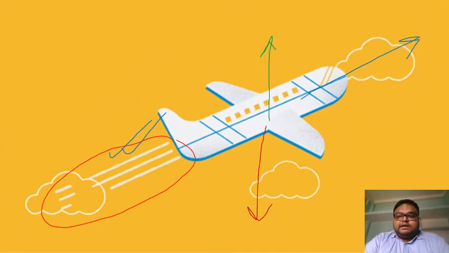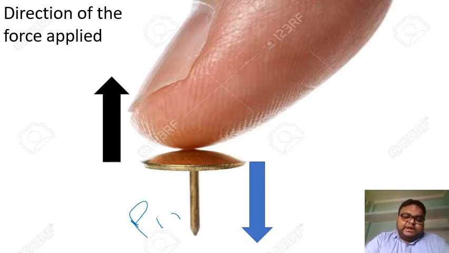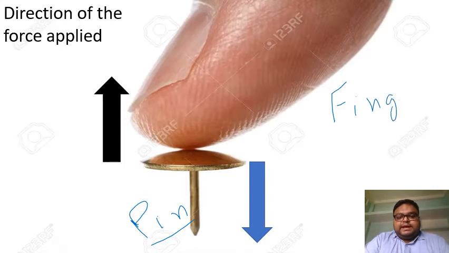But before that, let's just see one more. Yes students, now there is one more picture for you. Can you see this picture? So what is there in this picture? Right, this is a pin. Very good. This is your finger, and the finger is pushing the pin. Now when the finger is pushing the pin, the direction of the applied force will be this one.